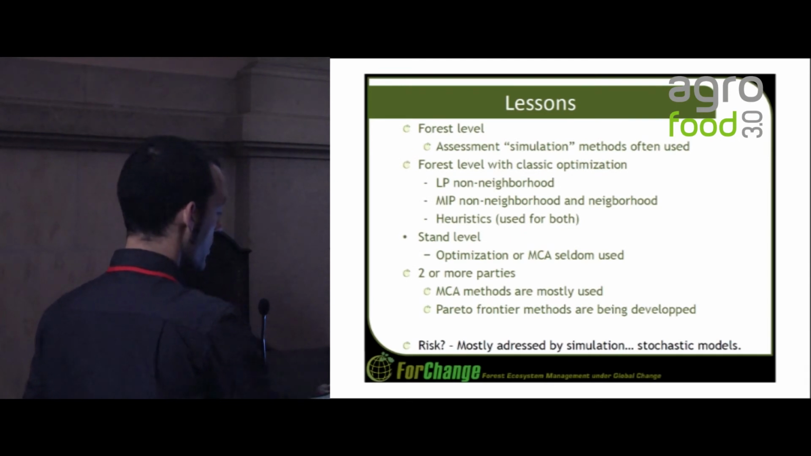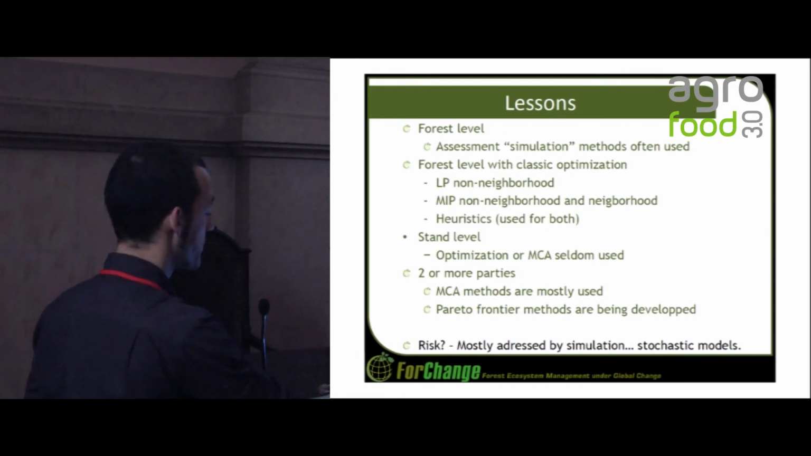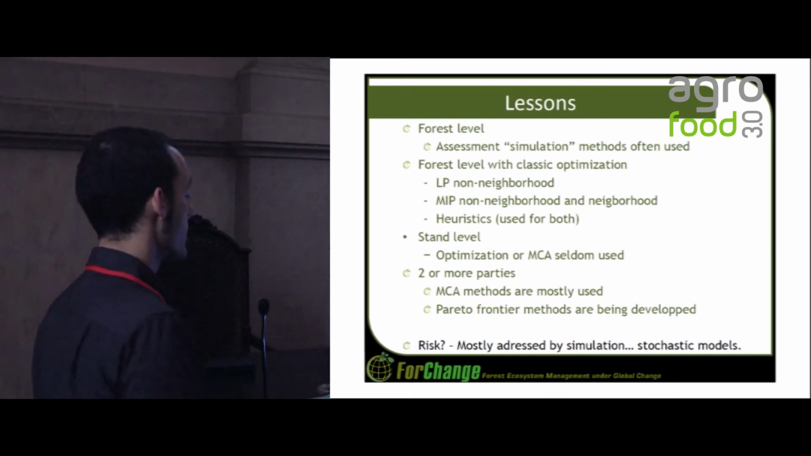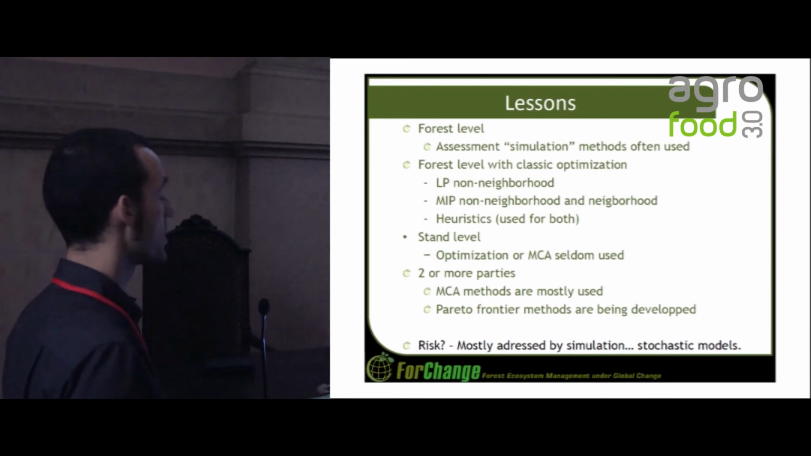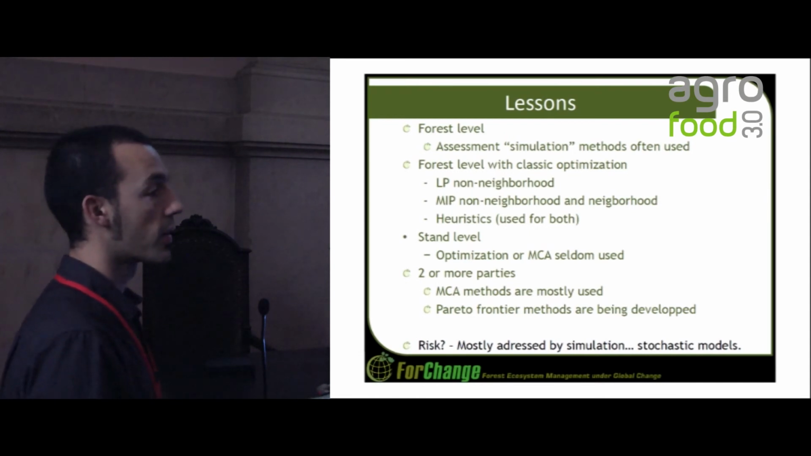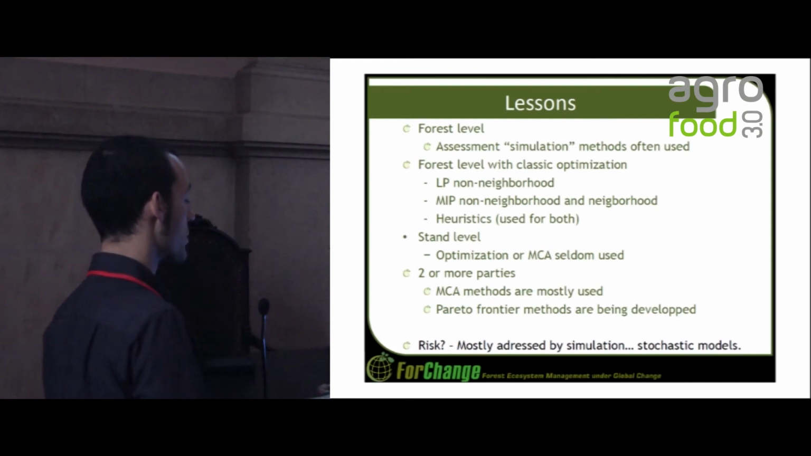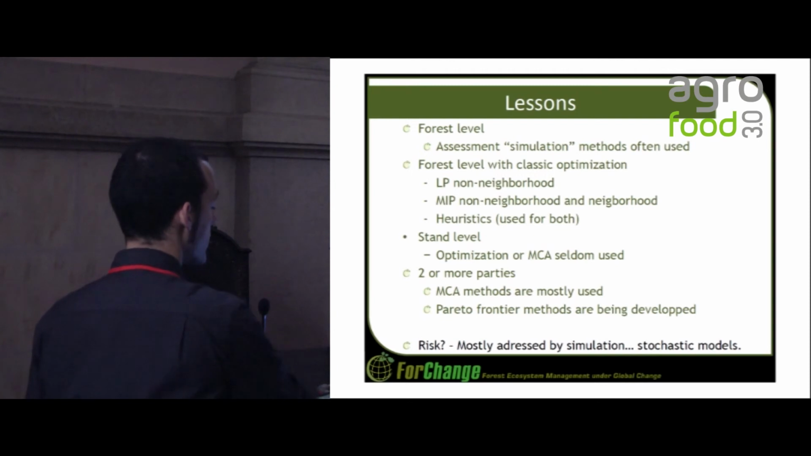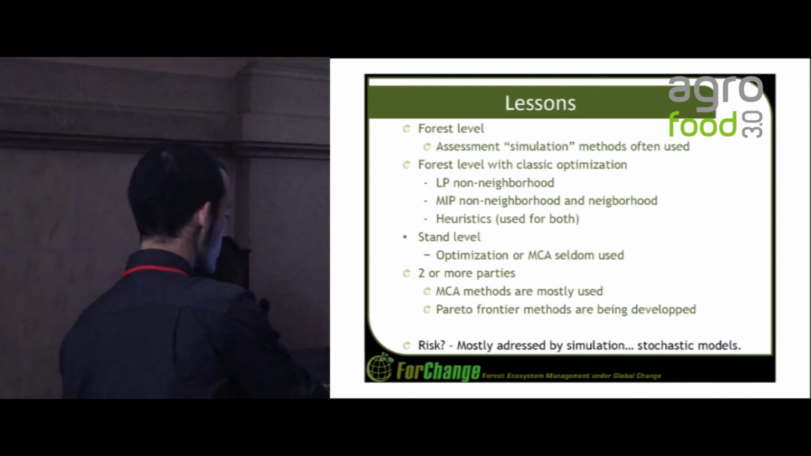Out of this review, we have some lessons learned. At forest level, there are a lot of articles using simulation only. And there are other articles using classic optimization. Linear programming is the method used mostly when no neighborhood interrelations are addressed. Then there are several articles using mixed integer programming. And heuristics have been used for both, even when no neighborhood interrelations have been used.